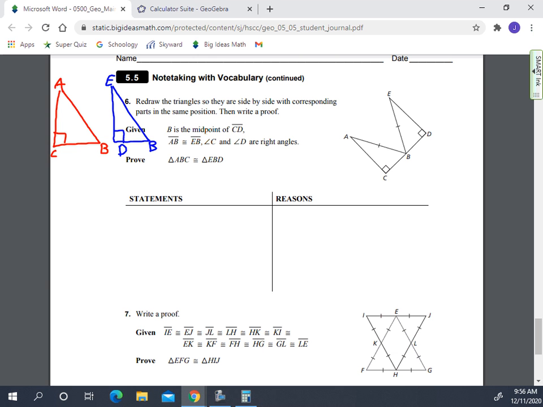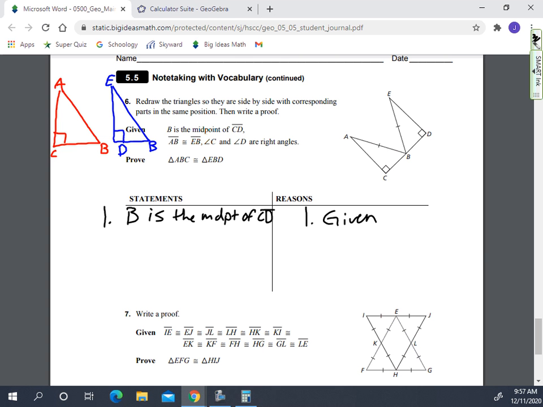Alright, now it says write the proof. So you want to prove this triangle either by hypotenuse leg or by side, side, side. Okay, or side, angle, side, whichever one we need. First things first, write the statements, write the given. B is the midpoint of CD. Reason? Given. You guys are good at that one.